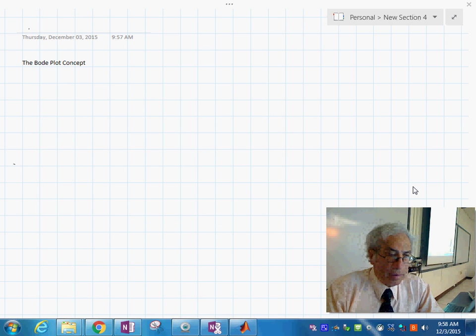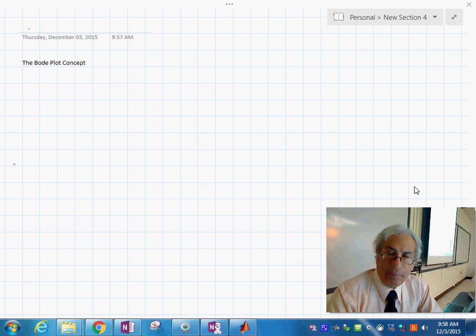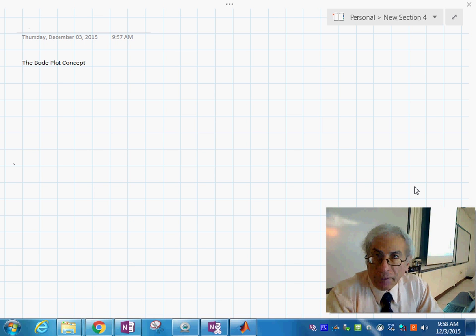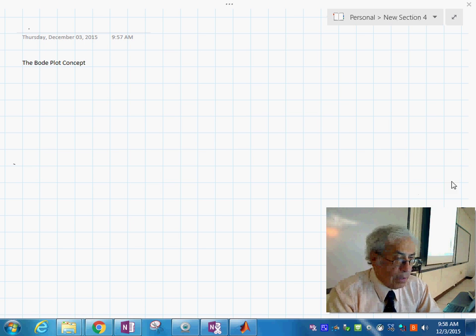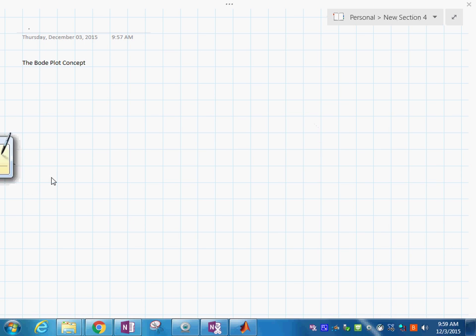This morning we are going to see this concept of the body plot. What is a body plot? It's also called the frequency response plot. So let's take a look at a simple example that would allow us to understand this.